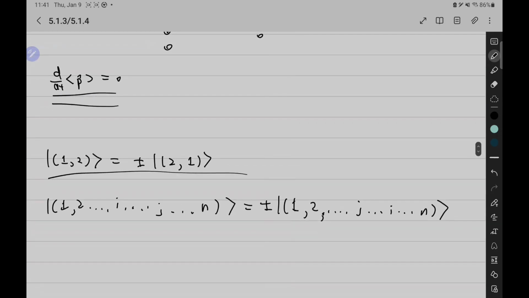And this is a general statement, called the generalized symmetrization principle, which says that when you have n identical particles, the system must be either symmetric under exchange or antisymmetric. That's it. There's nothing more to it.